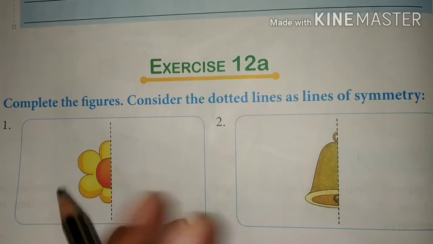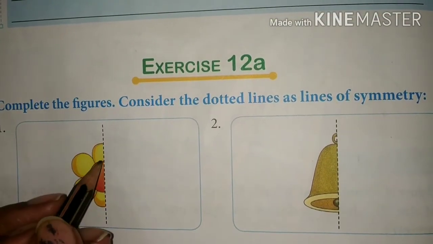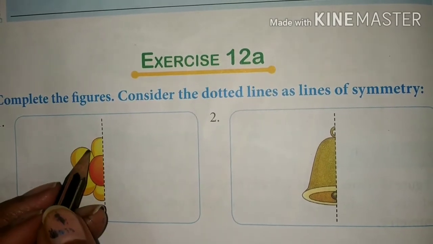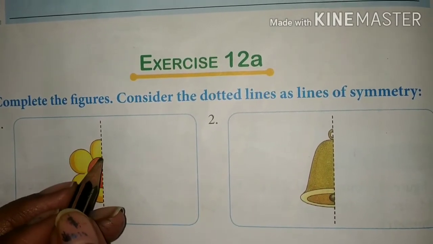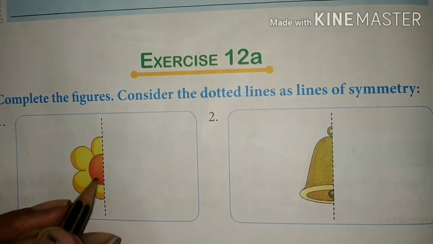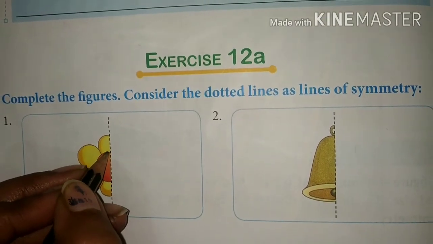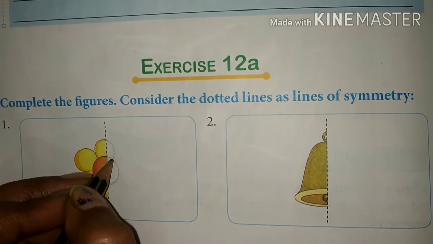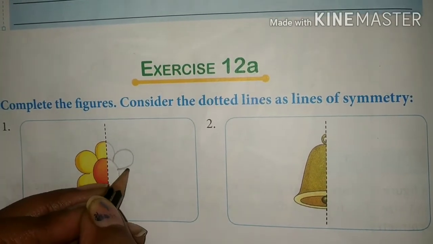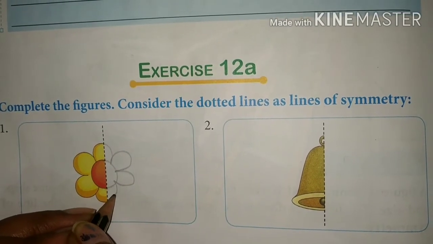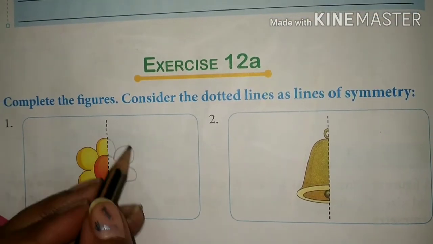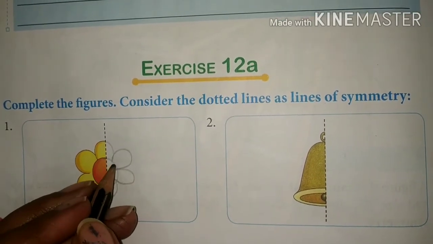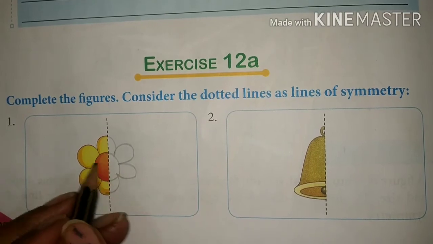What you have to do? You have to draw the same figure here. Means exactly you have to draw the same figure here also. Like this. One I will do for you, and the other you will do on your own. See, here I have drawn exactly the same figure as this one. After that, you will color it also.